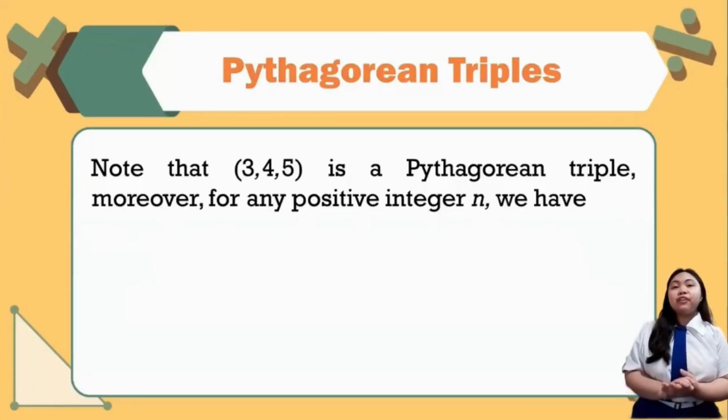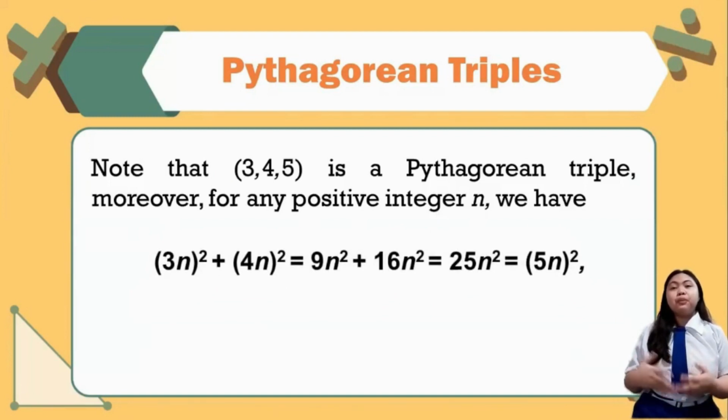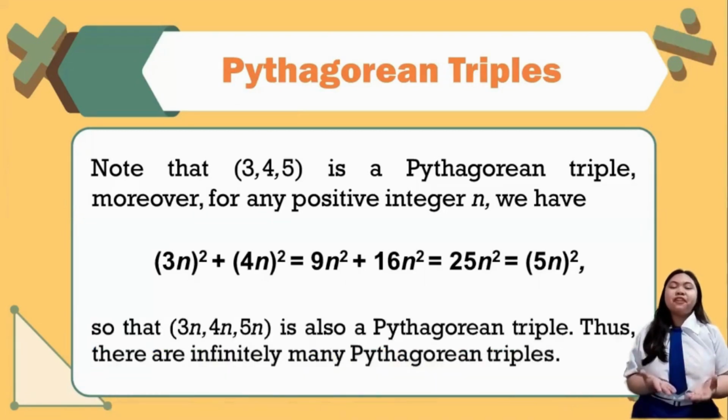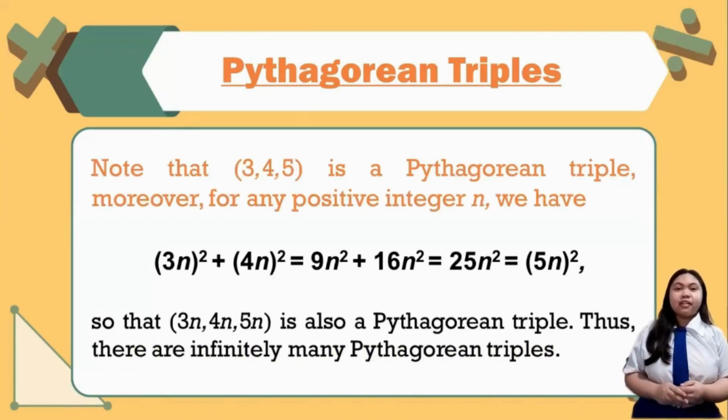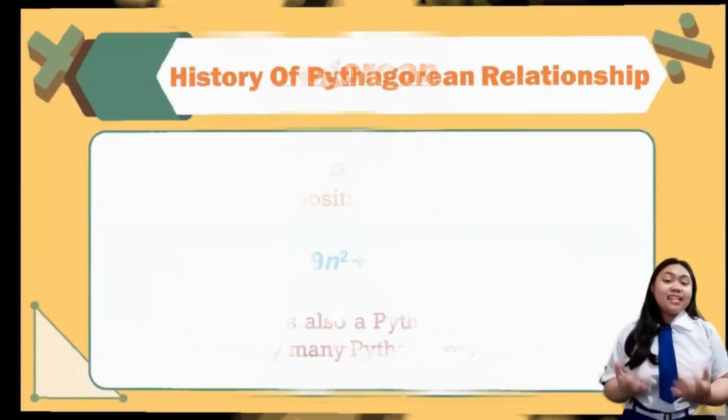Note that 3, 4, 5 is a Pythagorean triple. Moreover, for any positive integer n, we have the quantity 3n squared plus the quantity 4n squared equals 9n squared plus 16n squared equals 25n squared, which equals the quantity 5n squared, such that 3n, 4n, 5n is also a Pythagorean triple. Thus, there are infinitely many Pythagorean triples.